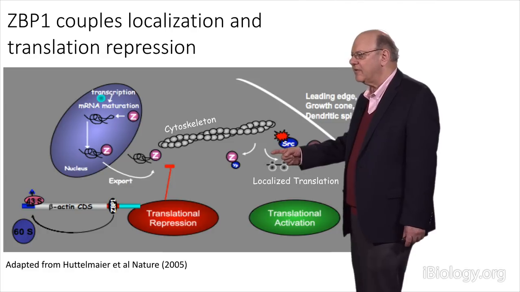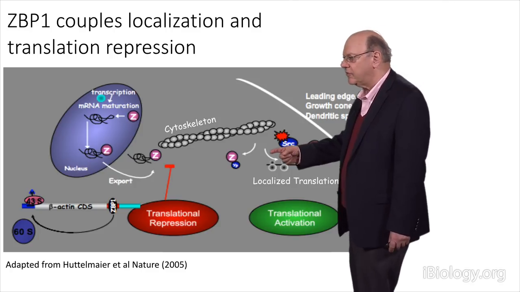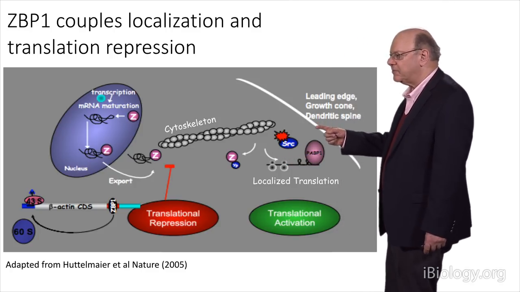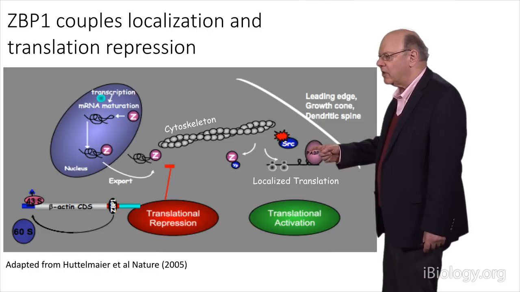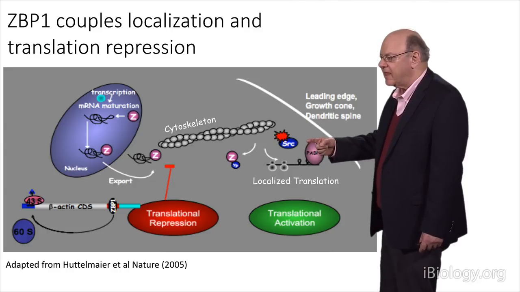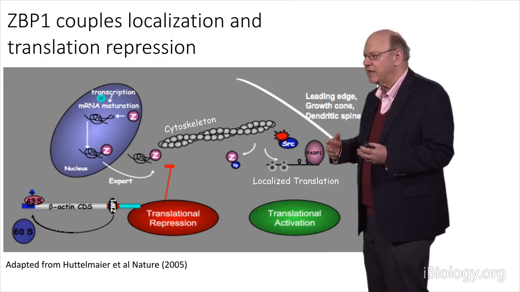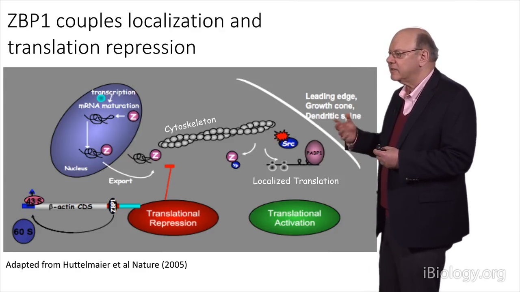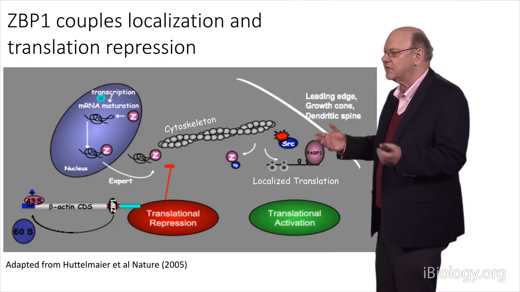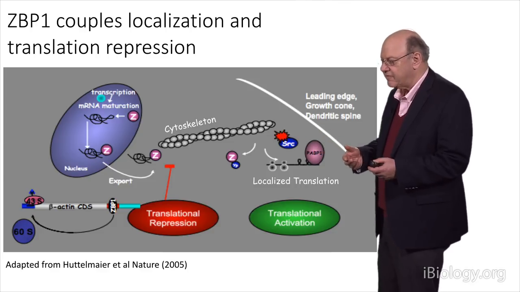Okay, so then how does it get off and allow the RNA to translate? Well, at the end of the line, in this case, at the periphery of the cell, but it could be the growth cone of neurons, it could be the spine of dendrites, it will then be phosphorylated on a tyrosine residue, and that phosphorylation will cause ZBP1 to let go of the RNA, and the RNA at that point can be translated. So the RNA is locked up in an untranslatable form, and it will be then released from this untranslatable form when it gets to the right place and gets modified.